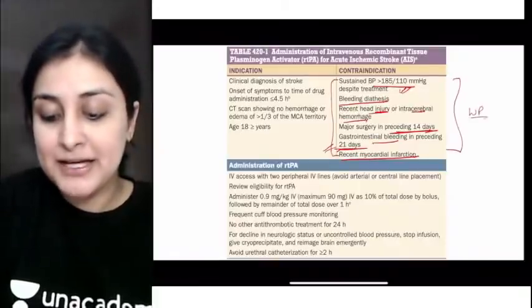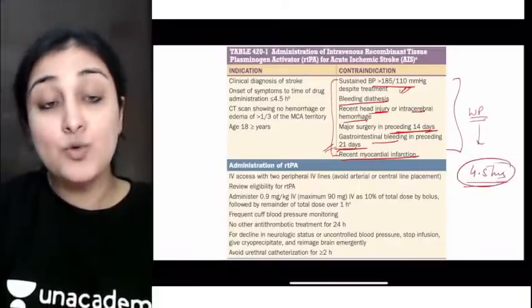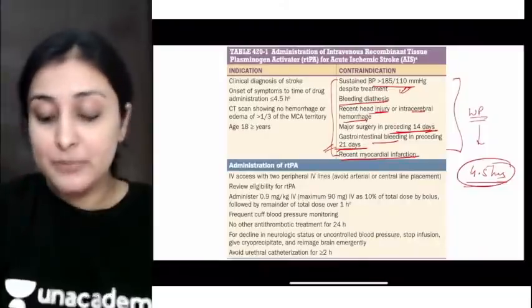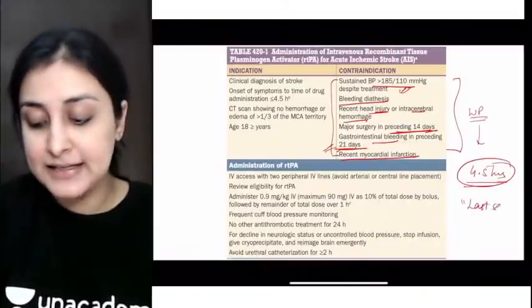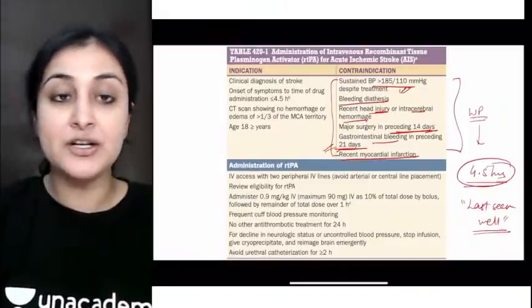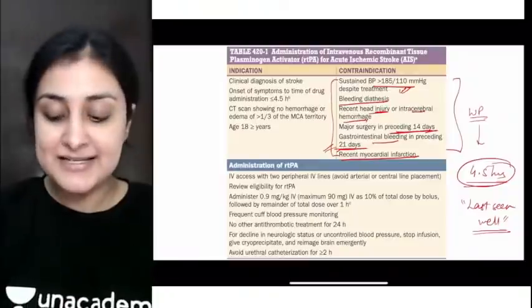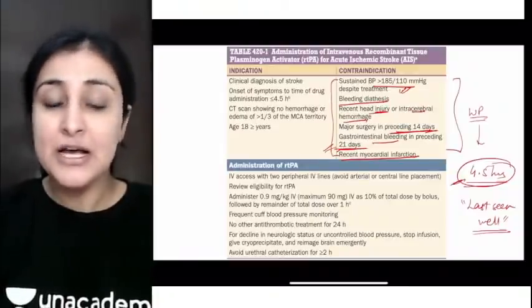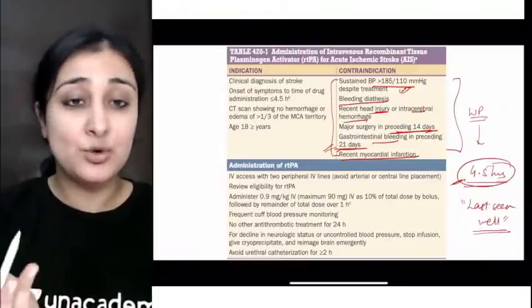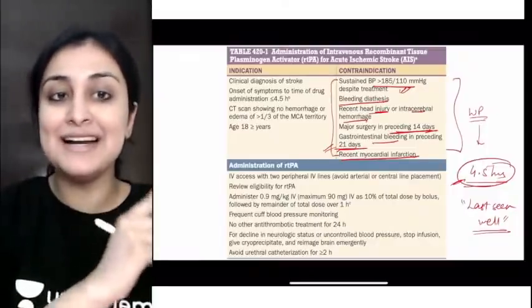What window period do we consider? Tell me. 4.5 hours. Alright, so the patient who was, what is the operative term here? Last seen well, right? If the patient went to sleep at 10 at night and in the morning he is having a focal neurological deficit, is his window period 4.5 hours? You will say he has just woken up, so start the window period now. No, he was last seen at 10 PM.